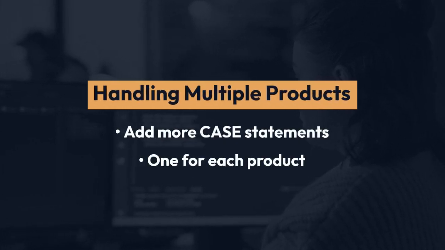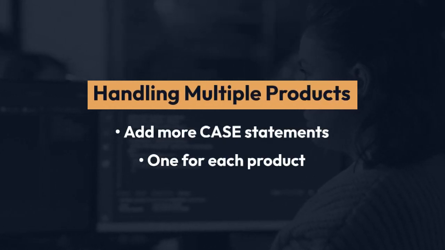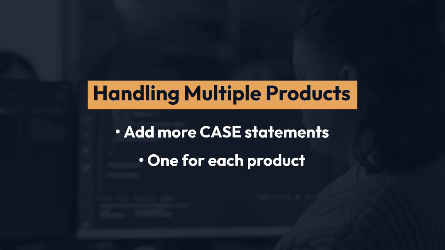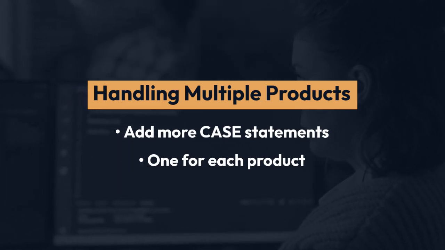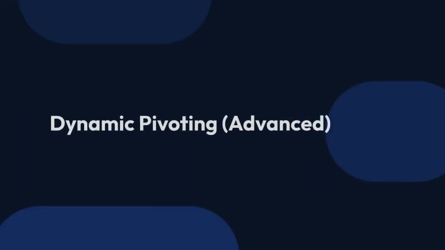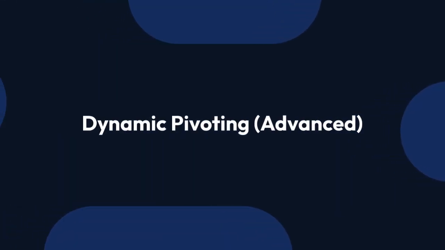4. Handling multiple products. If you have more products, you'll simply need to add more CASE statements to the SELECT clause, one for each product. For instance, to include product C, you'd add SUM(CASE WHEN product = 'C' THEN sales_amount ELSE 0 END) AS product_C.